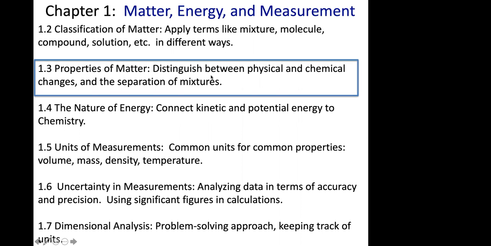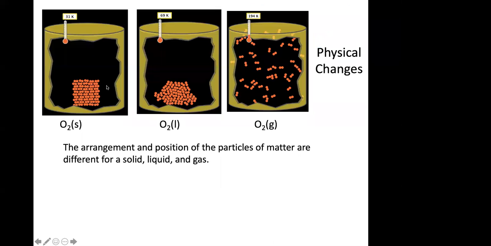Now, let's move on a little bit here and look at some ideas within 1.3. These weren't included in the pre-class video, so let's move on to some new ideas. So within these cases right here, I show 3 different representations for oxygen. O2 as a solid, O2 as a liquid, and O2 as a gas.